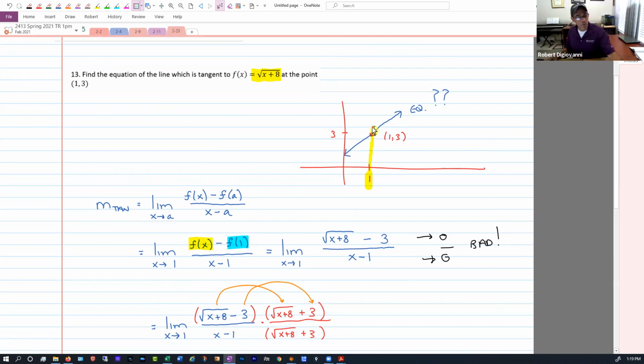But we're not done because we wanted the equation, right? The equation of the line. Please, on the test, don't get me the slope and stop. If I ask for the equation, you need to go the rest of the way. So you wouldn't get full credit if you stopped at this point.